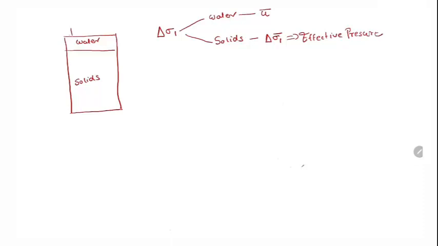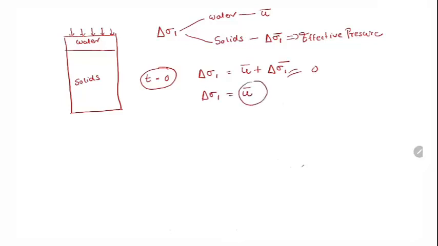When we apply pressure on the saturated soil, then immediately after the application, that means at time t equal to 0, the entire pressure is taken up by the water. So we have delta sigma 1 equal to U bar plus delta sigma 1 bar. But at time t equal to 0, as the entire pressure is shared by water, the value of delta sigma 1 bar, that is effective pressure, becomes 0. Hence delta sigma 1 becomes equal to U bar. This pressure is called excess pore water pressure.